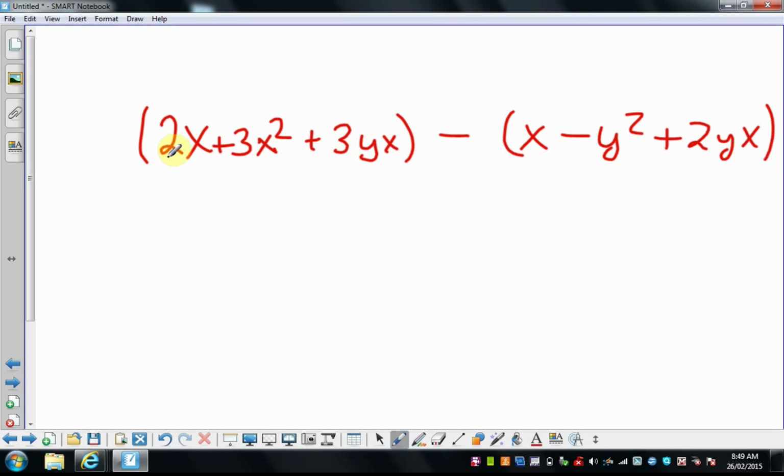Okay, so you have 2x and 3 plus 3x squared plus 3yx, and usually we don't write it that way. Usually we go in alphabetical order, so 3xy is the way you write it, but that's fine. 3yx, and here you have to subtract this whole thing. So what you're going to do is look inside each bracket and try to simplify each bracket first, and I can't do anything here. x is different than x squared, which is different than yx, x is different than y squared, which is different than yx, so I'm done with that.